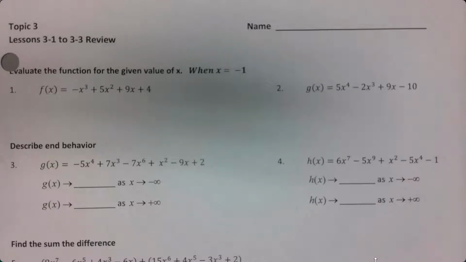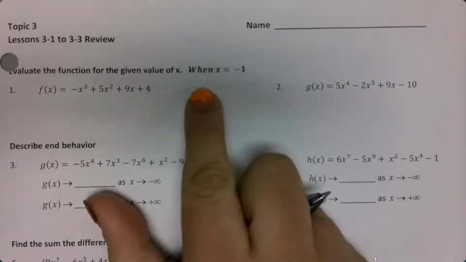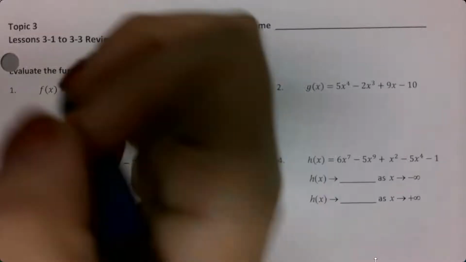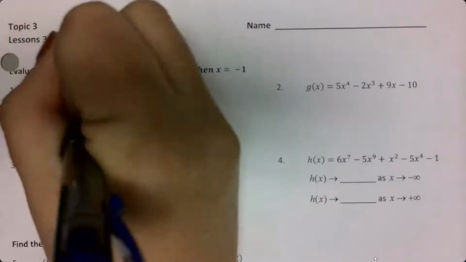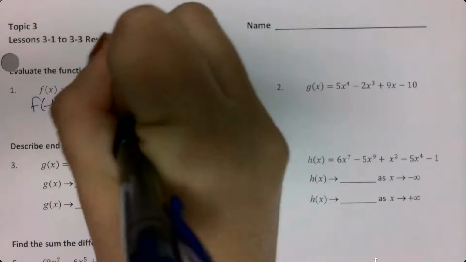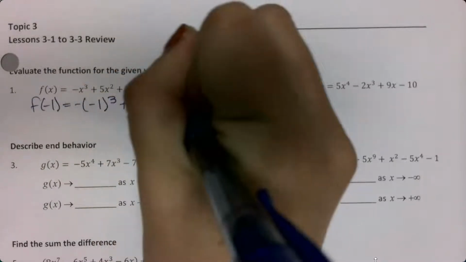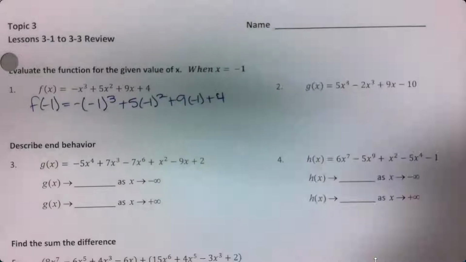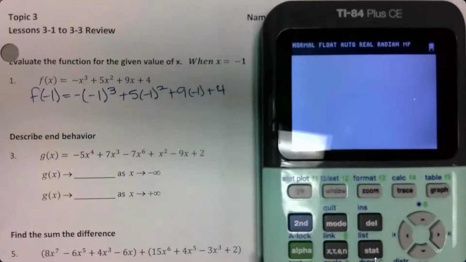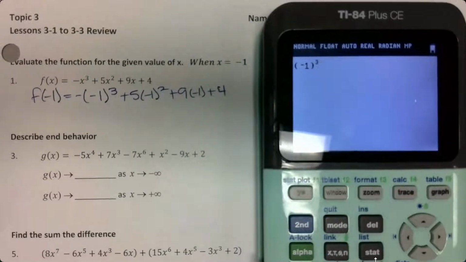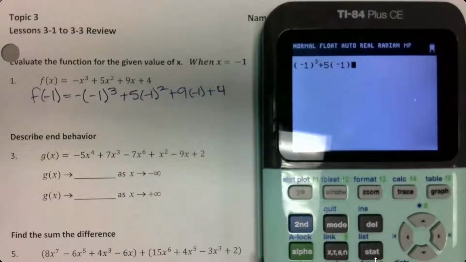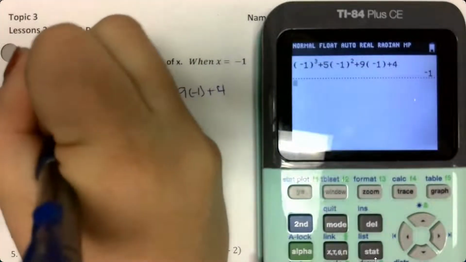So in this video, I'm going to go over the review for 3.1 to 3.3, the quiz. This first one wants me to evaluate the function when x equals -1. So what that means is I am going to plug in -1 for all of my x's. And then I want to go ahead and type that into my calculator exactly as I just wrote it. So this first one gives me -1.